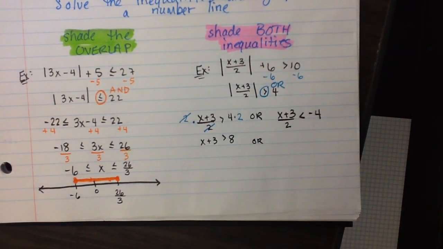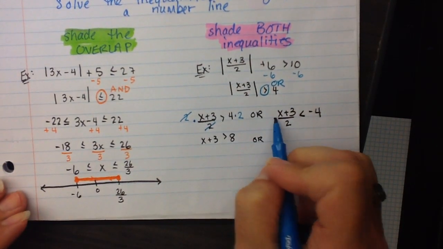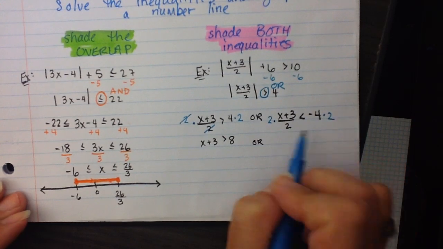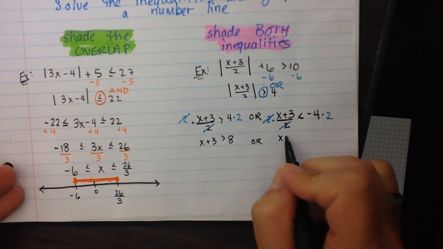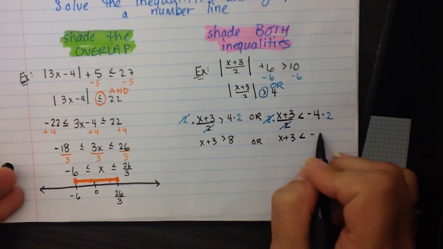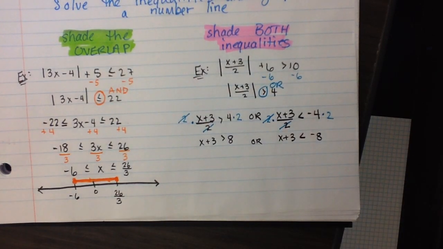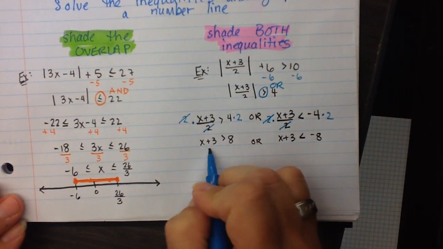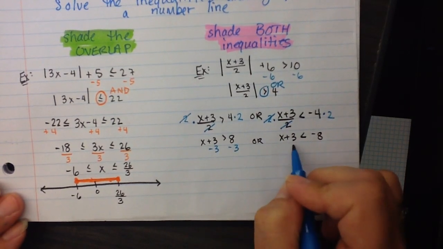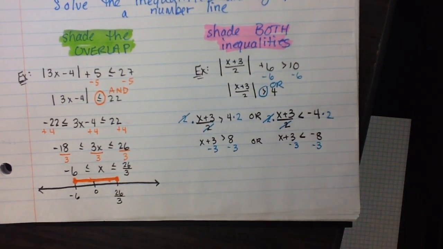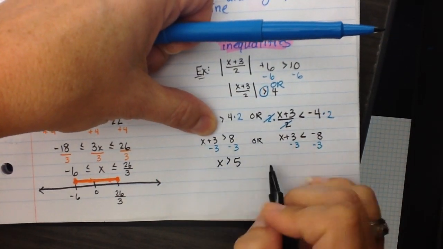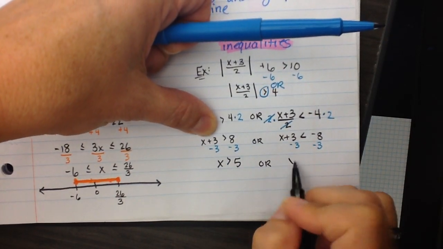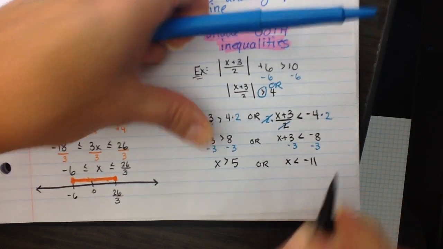Or I do the same step of multiplying by 2, which cancels the dividing by 2, and I get x plus 3 is less than negative 8. I keep going, subtract 3 from both sides, and I'll also do that over here. So I get x is greater than 5, or x is less than negative 11.